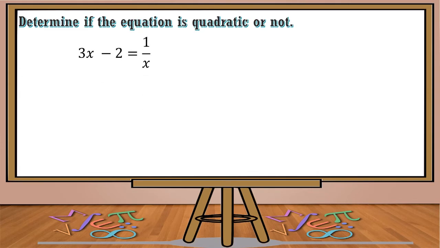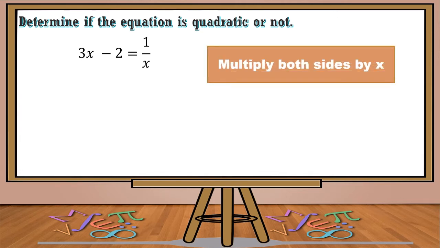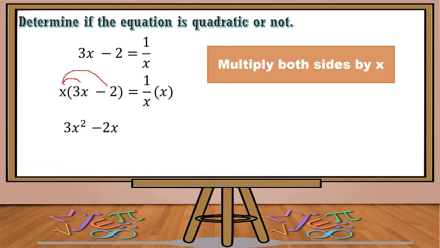3x minus 2 is equal to 1 over x. So let us simplify the equation. We multiply both sides by x. So multiplying x times 3x, that would give you 3x squared. X times negative 2, that would be negative 2x. And now since these are the same quantity, dividing quantity that are the same will be equal to 1. So 1 divided by 1 is equal to 1.